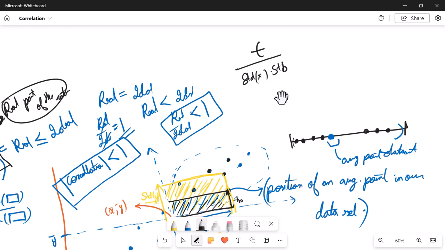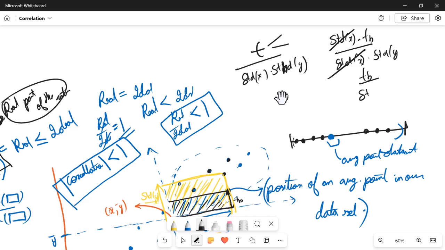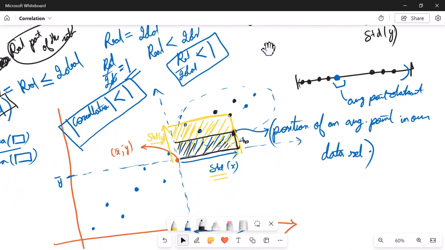And then what we did was, we broke this area down into stdx times some breadth tb upon stdx times stdy, right? This stdx and stdx term cancels out, and what we are left with is the ratio between tb and stdy. So essentially, what correlation is measuring is the degree of closeness of this particular point and this particular point.